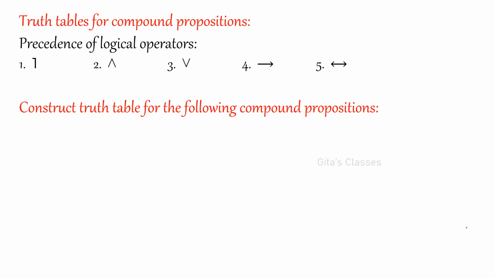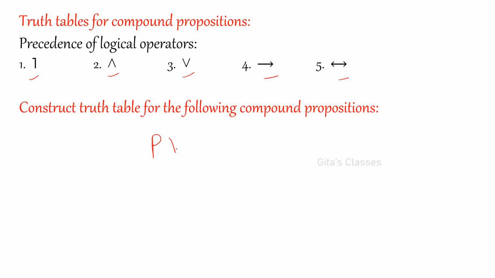Now we have truth tables for compound propositions. This is the precedence of logical operators. You have not, and, or, then conditional, then biconditional. As in our general mathematical expressions, we have some rules. In the same way here also: first, whatever is within brackets is to be evaluated first, then not, then and, or, then conditional, then biconditional. If a bracket is there, whatever is in the bracket should be done first. Now let us see some problems.